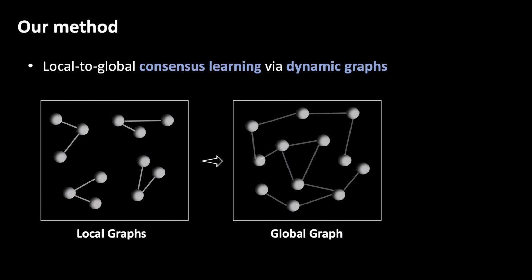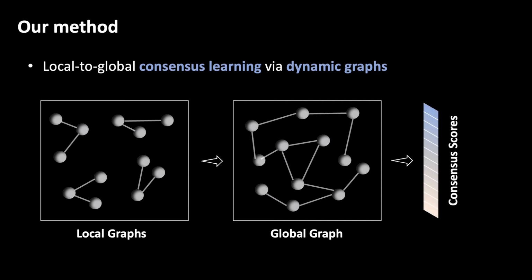The local graphs are then connected into a global graph, in which the global context is utilized by a graph convolution layer. After capturing local and global context, the consensus scores are predicted and used to rank the correspondences. The matches with higher scores are preserved, while the ones with lower scores are removed.